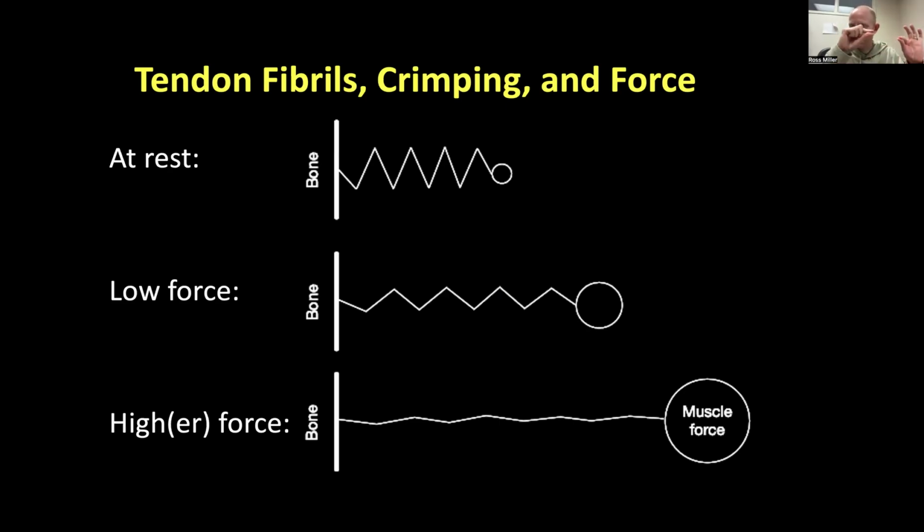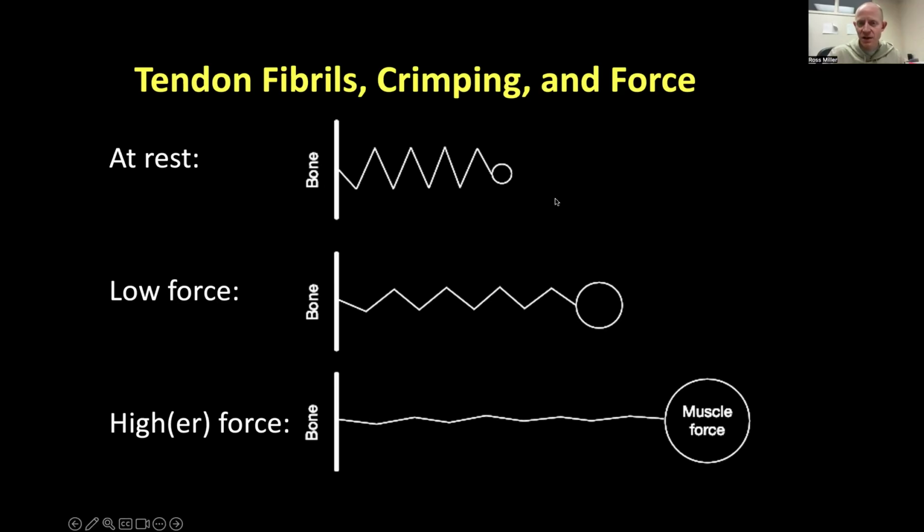Those crimps unfold through rotation as forces rise, until you get to a relatively high force, where they're now fully uncrimped or nearly fully uncrimped. So that's what's actually happening at the micro scale in a tissue like tendon when it goes from rest, with no force applied to it, up to a moderate force applied to it from muscle fibers.